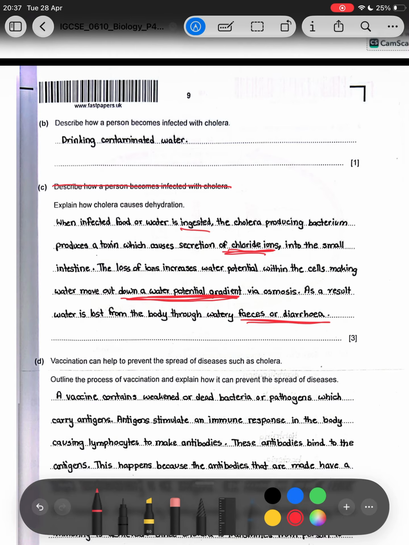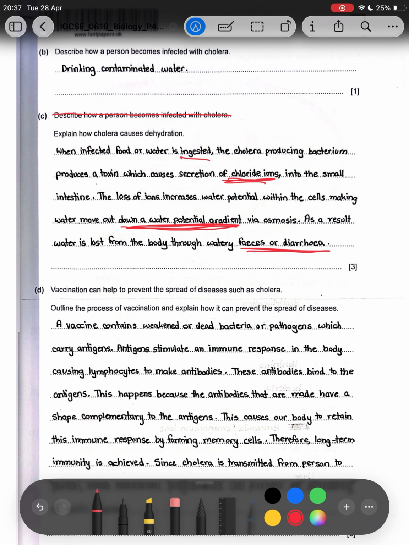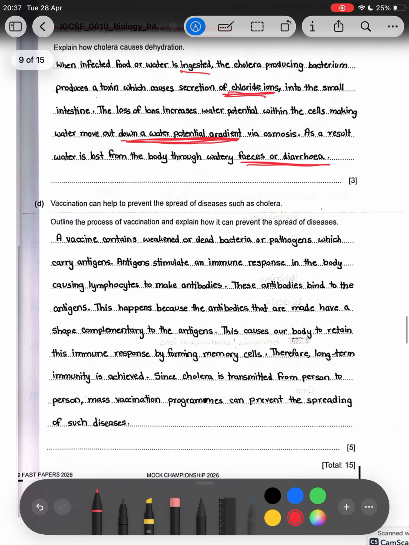For this question, vaccination can help to prevent the spread of diseases such as cholera. Outline the process of vaccination and explain how it can prevent the spread of diseases. So there are a lot of points from the mark scheme. You have to mention any 5, but any point outside the mark scheme is usually not accepted, even if you are correct. I mentioned all of the points, and I'm going to explain it right now.